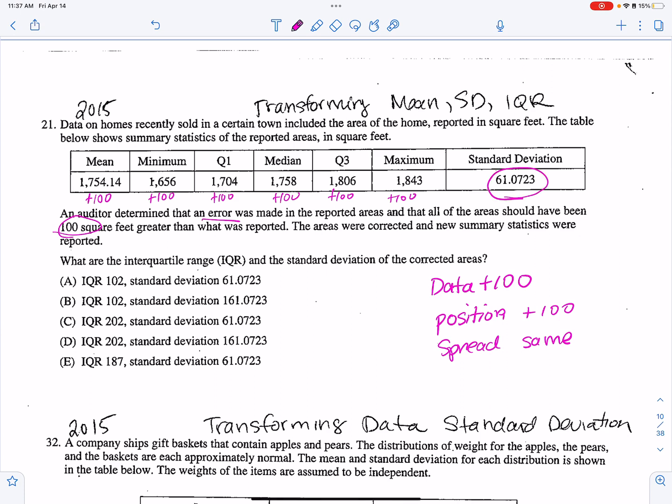There's no change in spread because if I were to draw the data and say, okay, it's here, now it actually just moved up 100. So you can see everything's going to move except how spread out the data is. And of course, IQR, I guess it doesn't have the IQR here, but IQR is going to be the same. It's Q3 minus Q1, and it's either going to be this one minus this one, or the new one minus the new one. It's not going to change. Standard deviations stay the same.